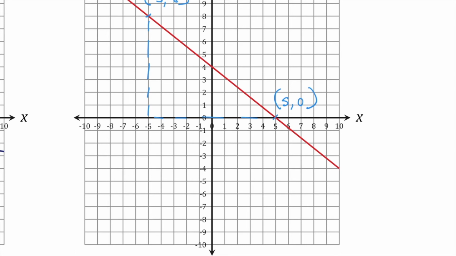Now I'm going to plug this into the formula. And we know the formula is gradient, or if you choose to put m, that's correct as well, is equal to change in y over change in x, which is the same as saying y2 minus y1 over x2 minus x1.